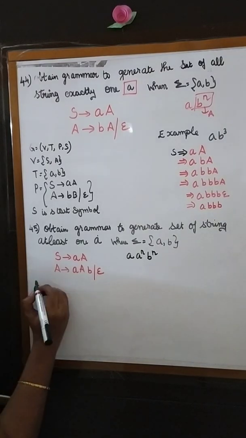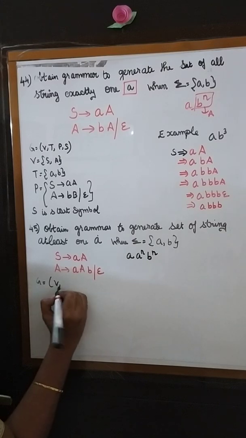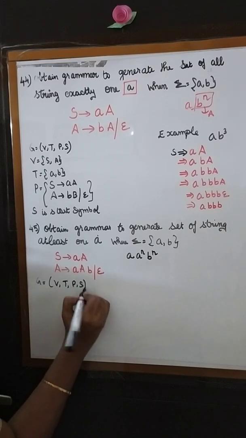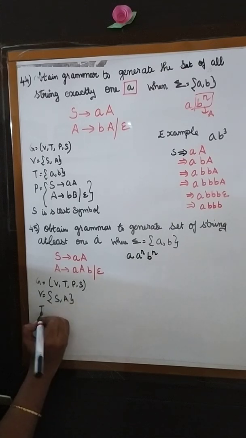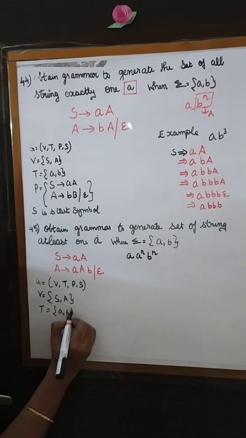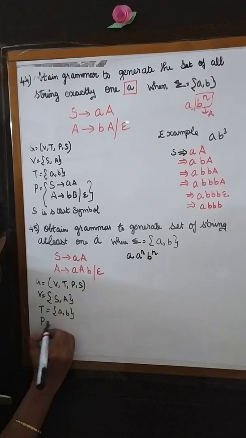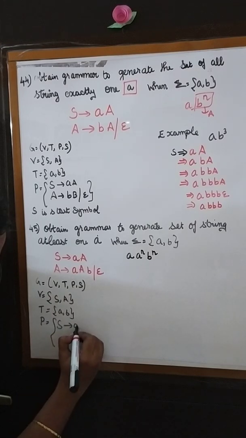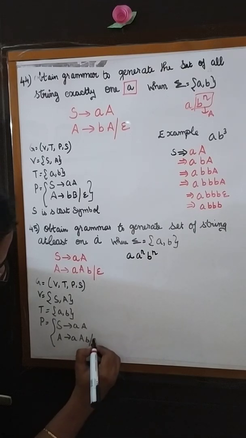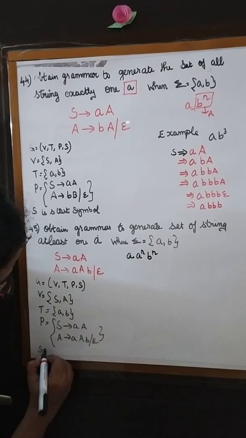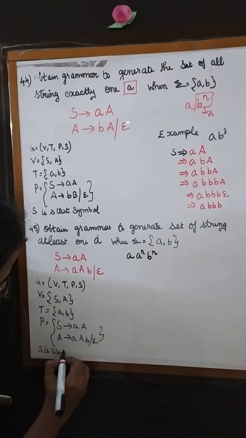So for this the grammar will be G equal to V, T, P, S, and my V will have S, A, and then my T is going to have a, b, and then my P will have the production S arrow small a capital A, and then capital A arrow small a capital A small b, or otherwise epsilon. So S is my start symbol.